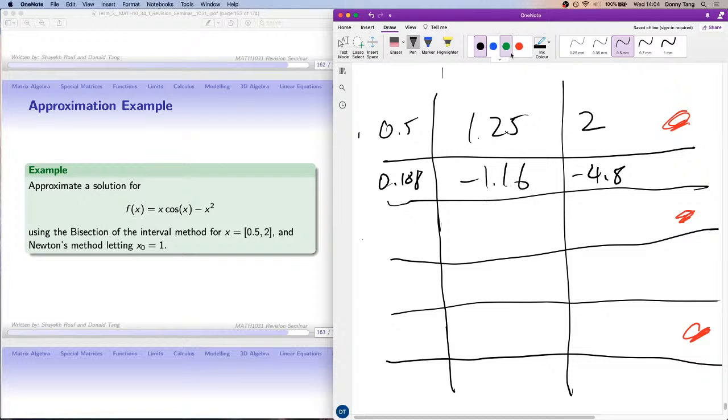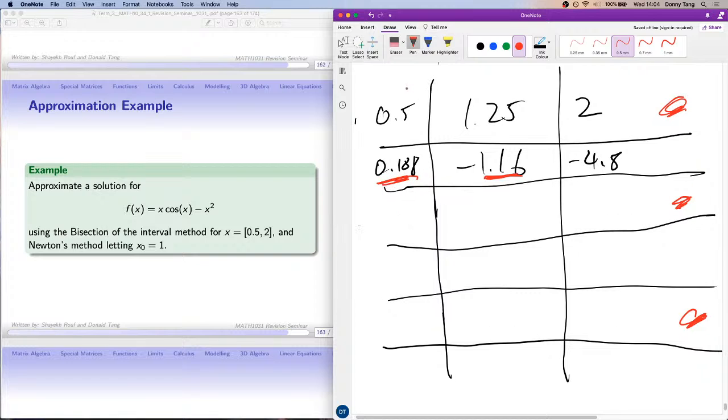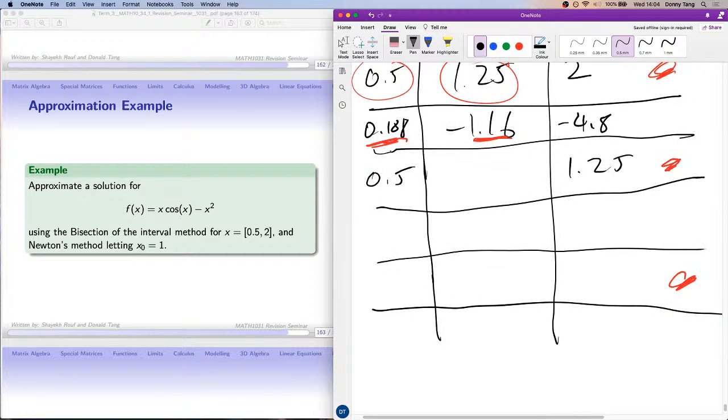Now you can see this is negative. Since this is negative, there's a root between the negative and the positive, which means we want to take these two. So we go back here, 0.5 and 1.25, and do the exact same thing. We already know what 0.5 is, and we already know what 1.25 is. Then we halve this interval.